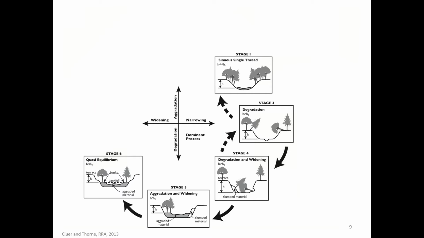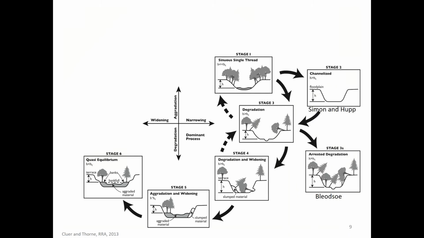So what Cluer and Thorne did is borrow from the channel evolution model as the foundation and added some stages that had also been added in years after it was published. There was a channelized stage that Simon and Hupp published, that's stage 2. There's an arrested degradation stage, which is really quite important, that Bledsoe published, that's stage 3 sub S. And we show multiple arrows because there are multiple pathways.